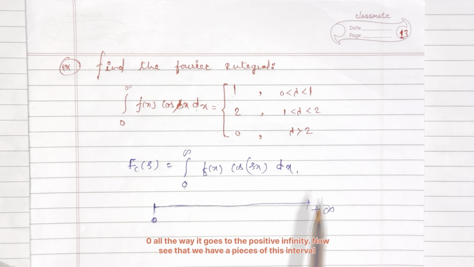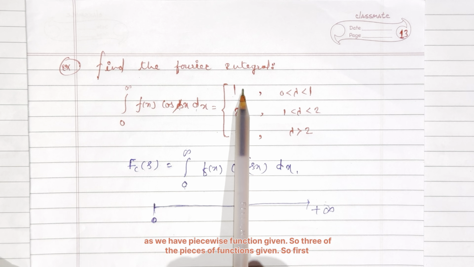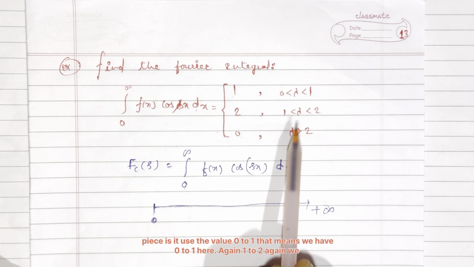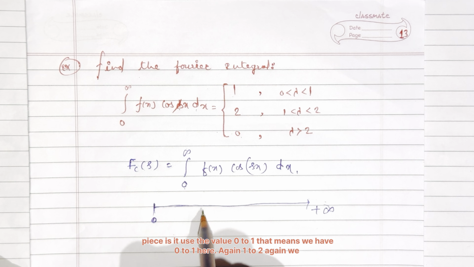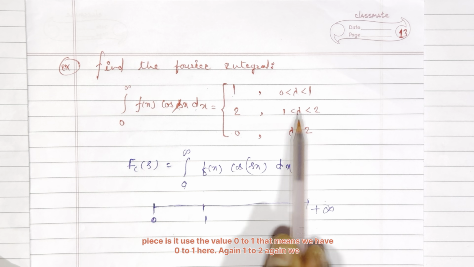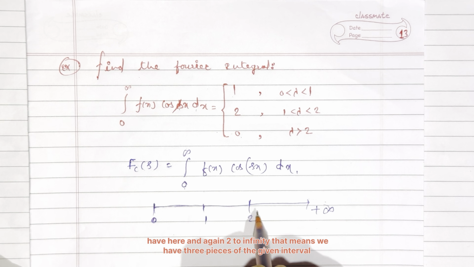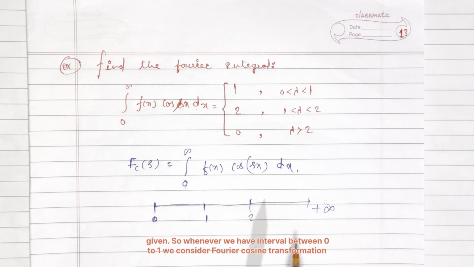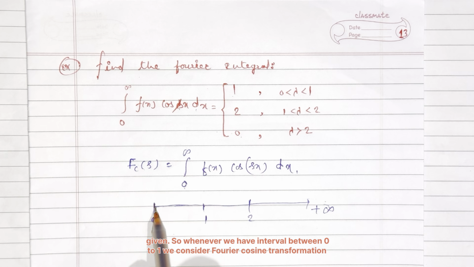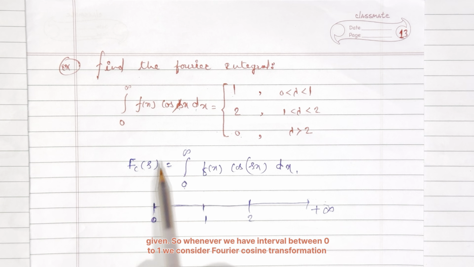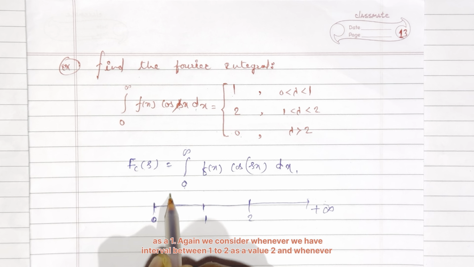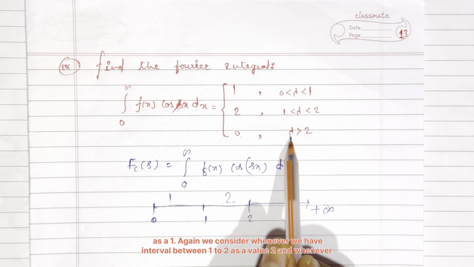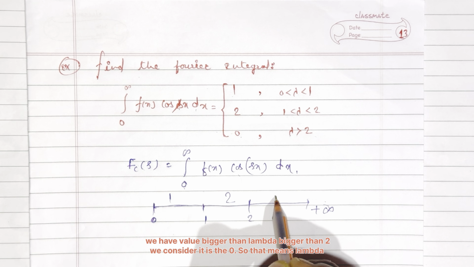Now we have pieces of this interval. As we have a piecewise function given, there are three pieces. The first piece is 0 to 1, again 1 to 2, and again 2 to infinity. That means we have three pieces of the given interval. Whenever we have an interval between 0 to 1, we consider the Fourier cosine transformation as 1. Whenever we have an interval between 1 to 2, the value is 2, and whenever s is bigger than 2, we consider it as 0.